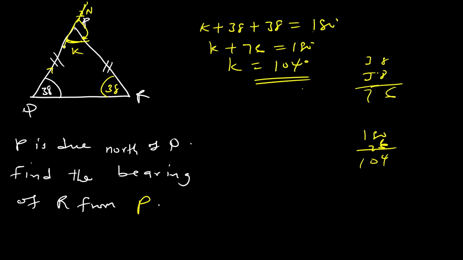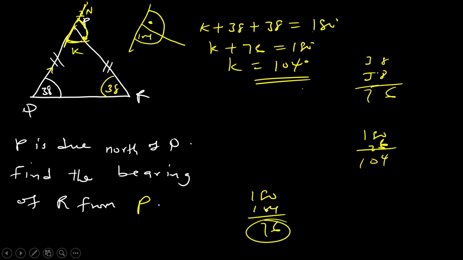Now we have it behaving like this, and this side is 104. So what is this side? When we find this side, the result will be the bearing of R from P. So we have to subtract 104 from 180. So 180 minus 104 is 76. So this side is 76. So the bearing of R from P is 076 degrees.